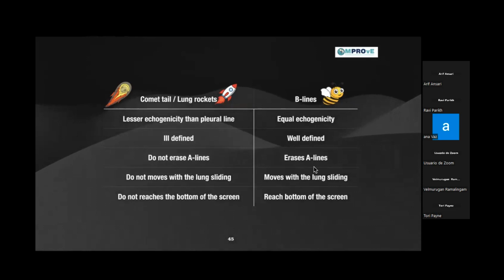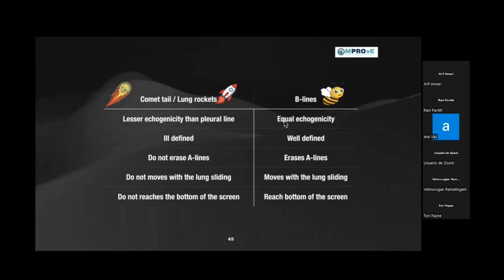Comet tails do not move with the lung sliding. B lines do move with the lung sliding. But we'll not stress much about this, because if we are seeing either of those, we safely assume that there will be some degree of lung sliding present. It may be less, but there will be some degree of lung sliding, which basically rules out that there is a pneumothorax. Right.